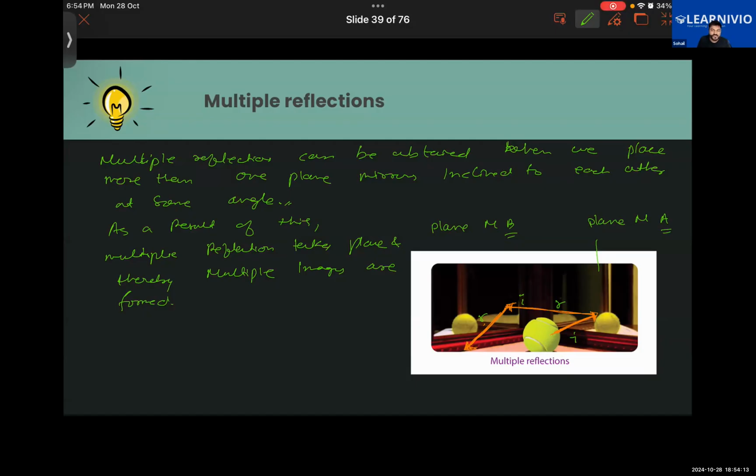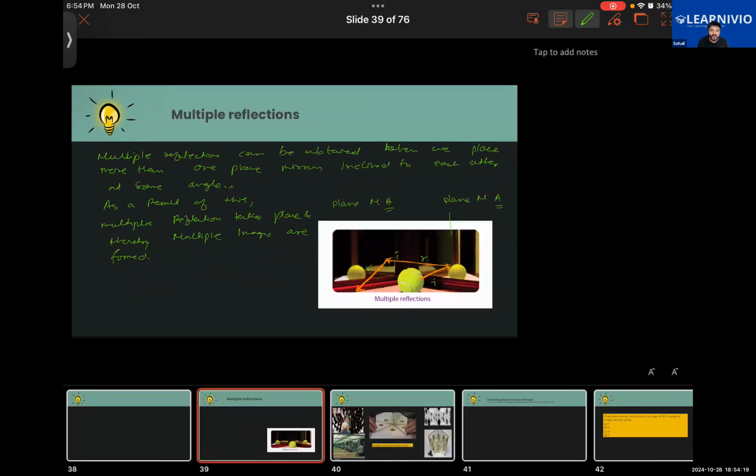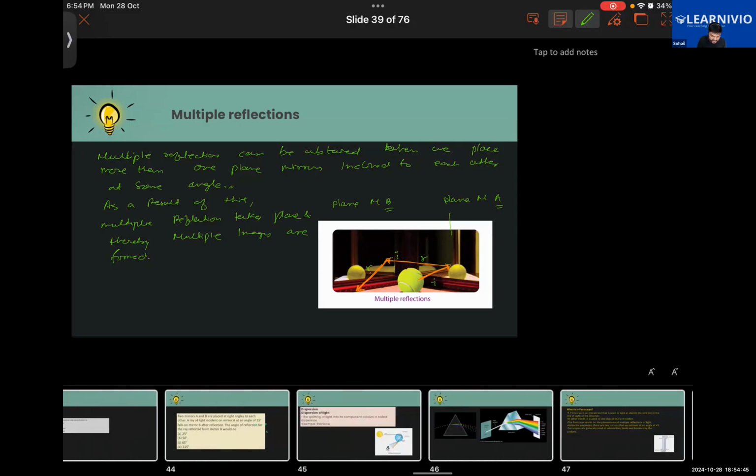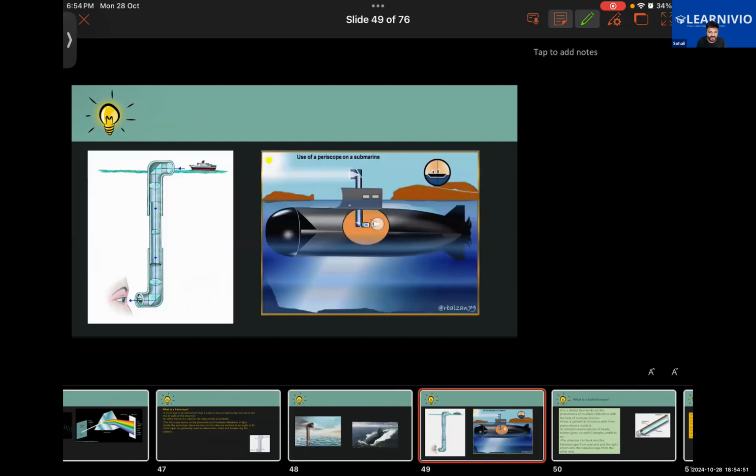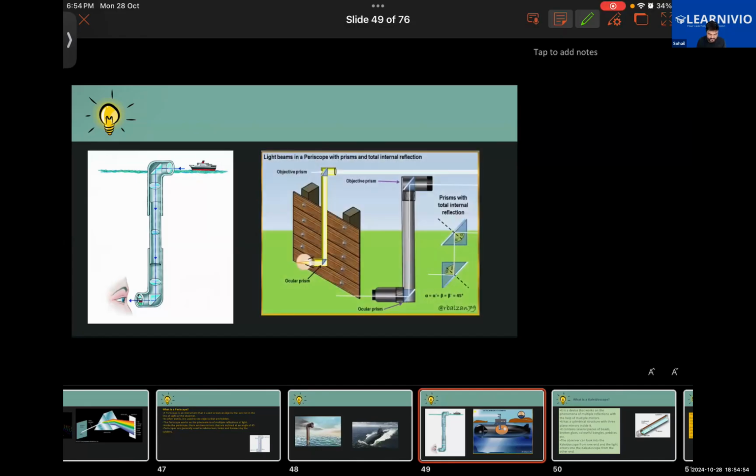Okay. Now, this concept of multiple reflection, later on we will learn that it has some applications. Have you ever thought about how the people under a submarine are able to look at the surface, to see which ship is floating on the surface, or to keep an eye on an enemy ship? For that purpose, they have a special instrument called a periscope, which is installed in the submarine. It is installed at other places also, right?